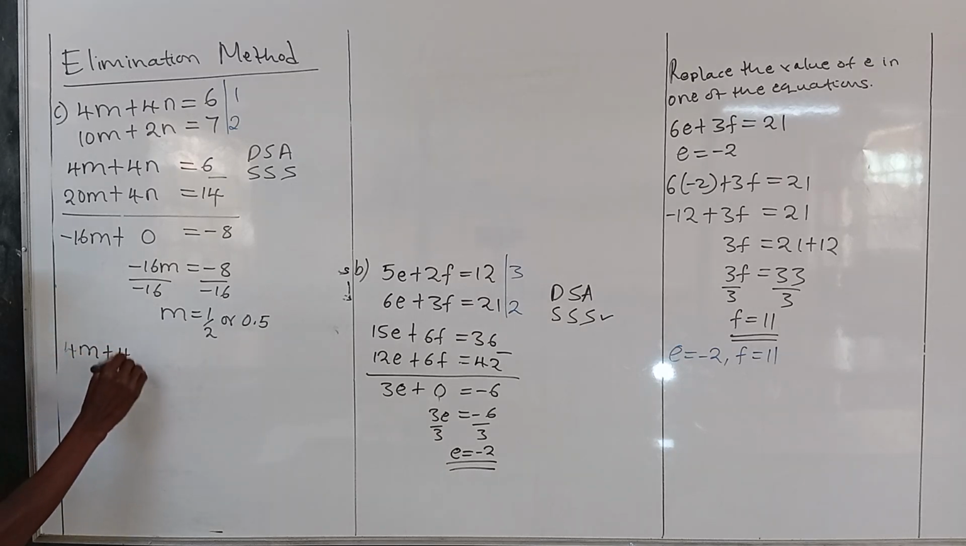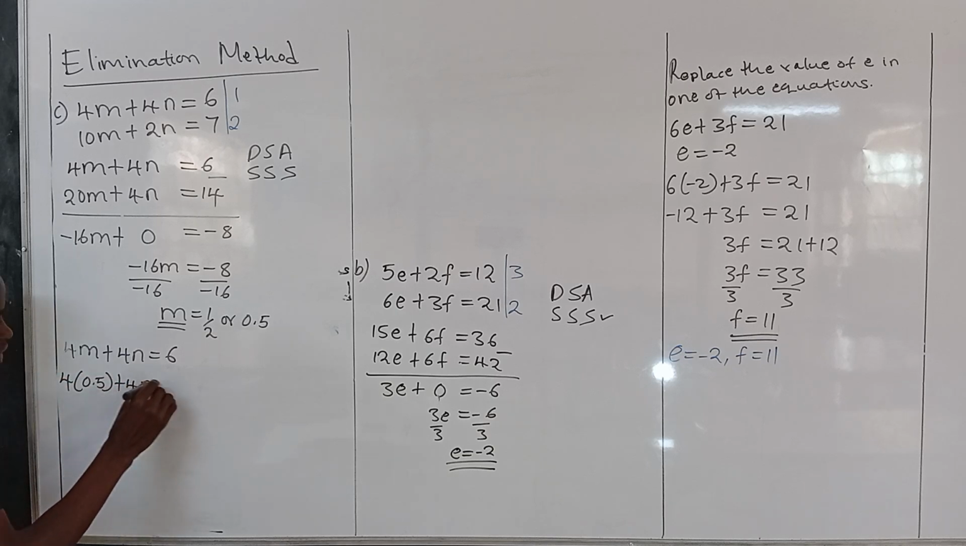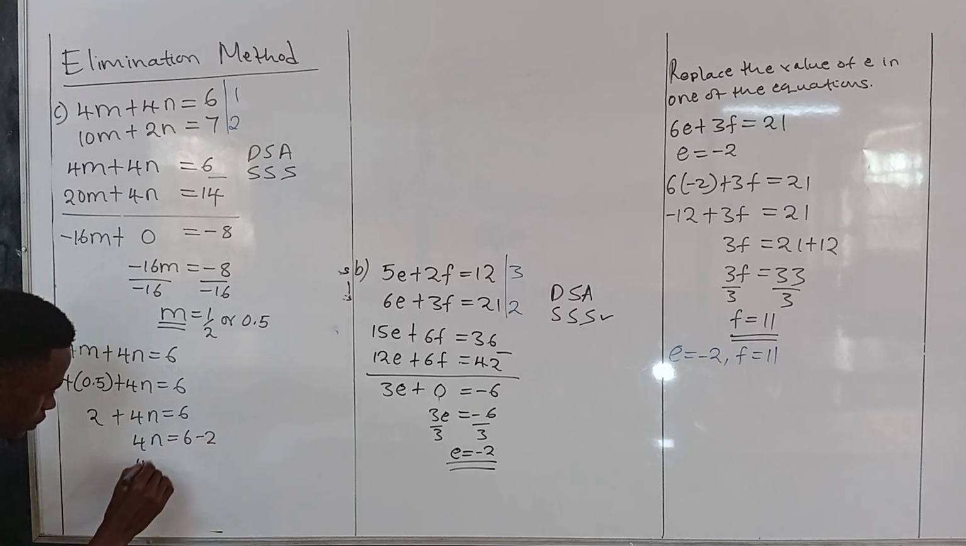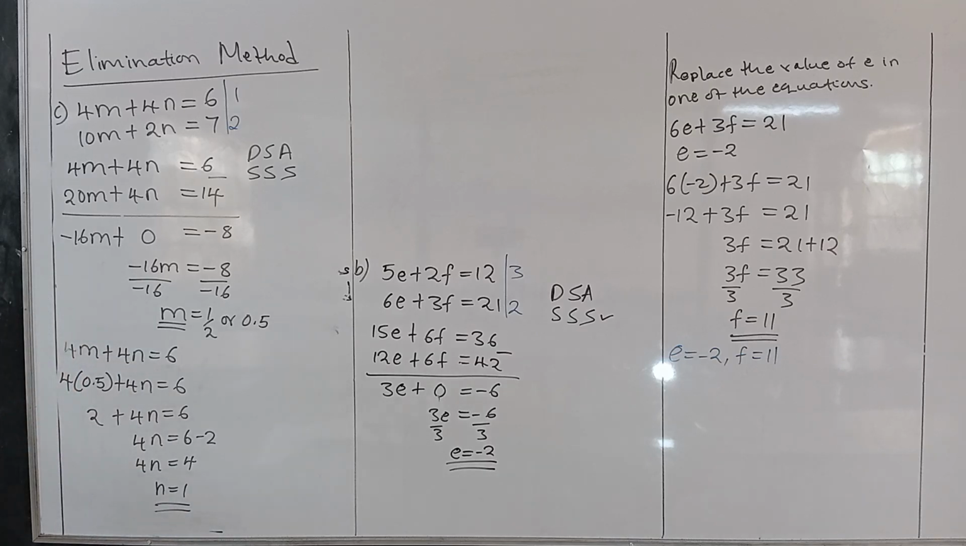So we have 4m plus 4n is equal to 6. So we replace the value of m as 0.5. So 4 into 0.5 plus 4n is equal to 6. 4 times that is going to give us 2 plus 4n is equal to 6. 4n is equal to 6 minus 2. And then 4n is equal to 4, then n is equal to 1. Our value of n is equal to 1. So by that, we have solved our equation.